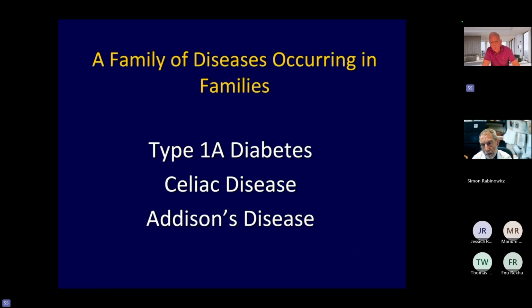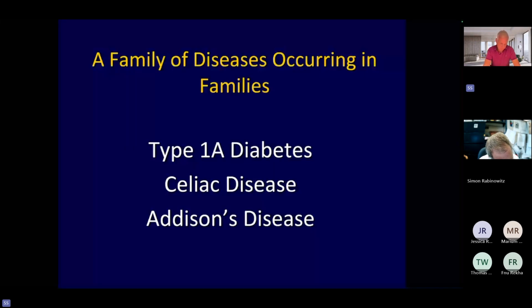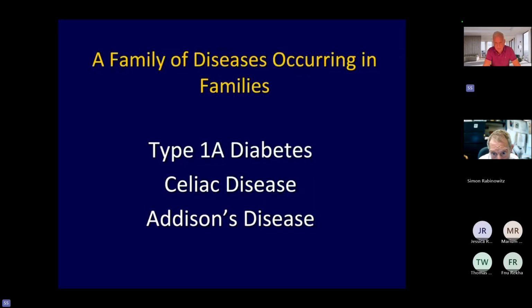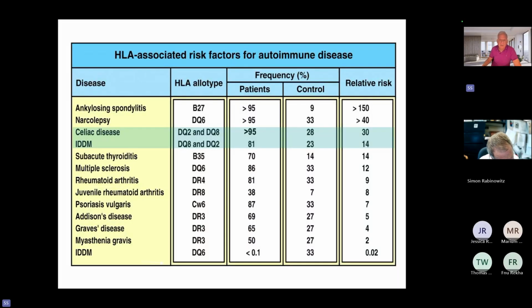This should lead one to understand that celiac disease belongs to a family of diseases occurring in families. These primarily involve type 1 diabetes, celiac disease, and Addison's disease. So here again, to sort of bring that point home a little greater, is to look at HLA-associated risk factors for autoimmune disease. The most common association, of course, is celiac disease and diabetes. In fact, the HLA susceptibility is exactly the same. They're just reversed.